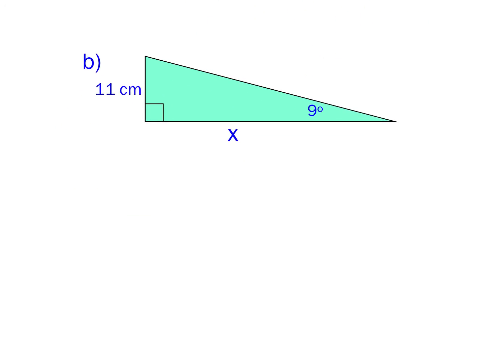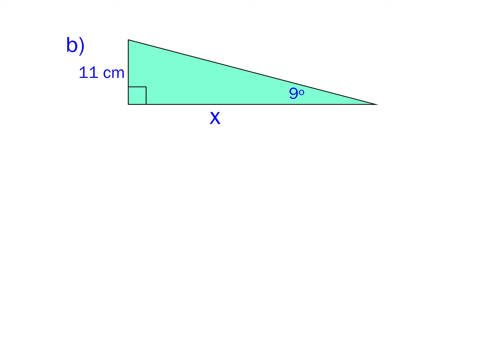Here's our next question. So again, first step, label the sides. Across from the 9 degrees, that's the known angle, 11 centimeters is going to be the opposite. And x is not across from the 90-degree angle, so it can't be the hypotenuse. So by process of elimination, it's got to be the adjacent. So in this question, we are dealing with the opposite and the adjacent.